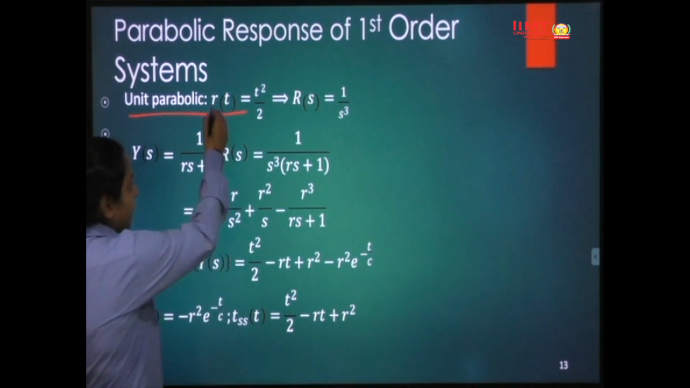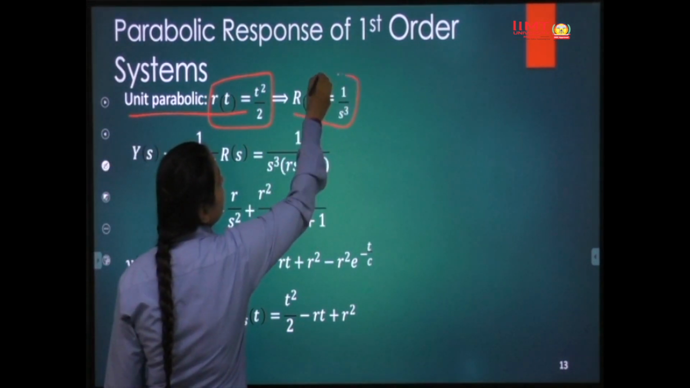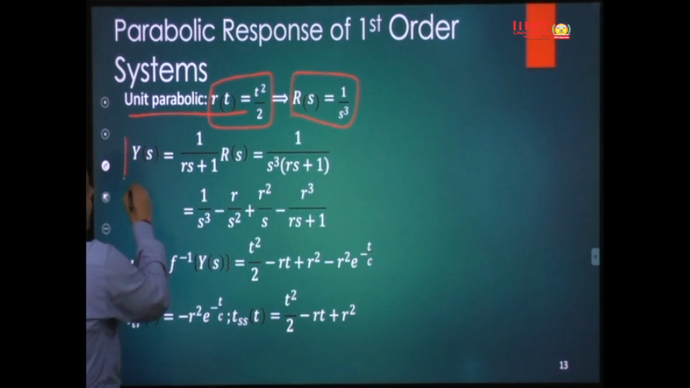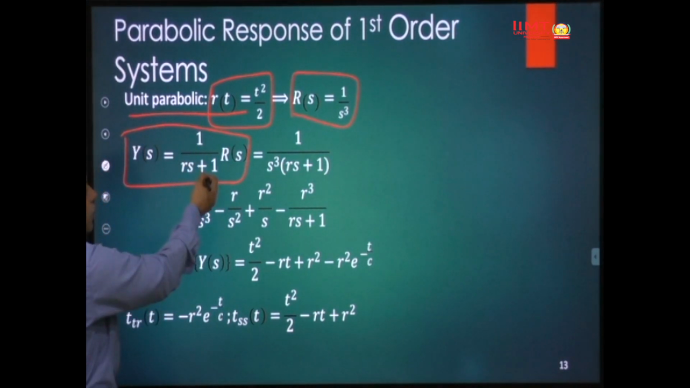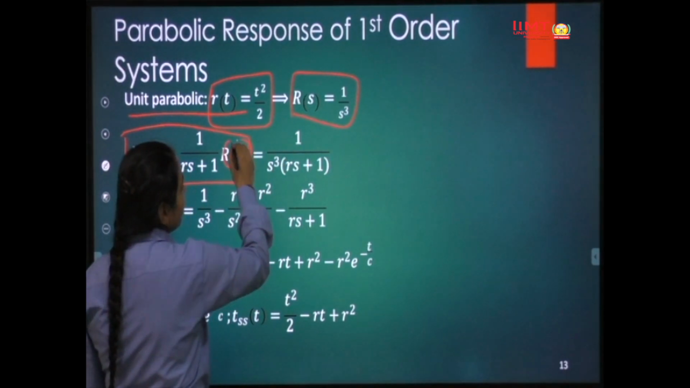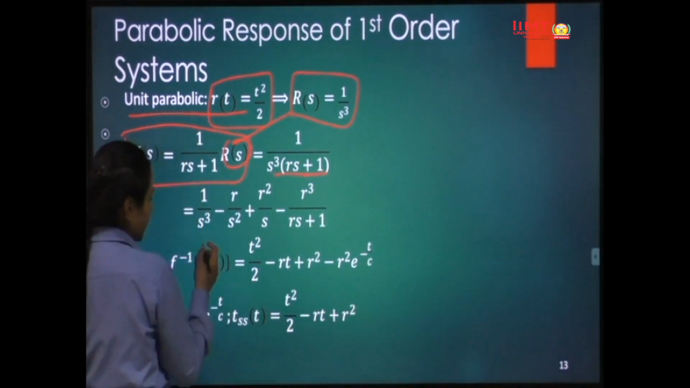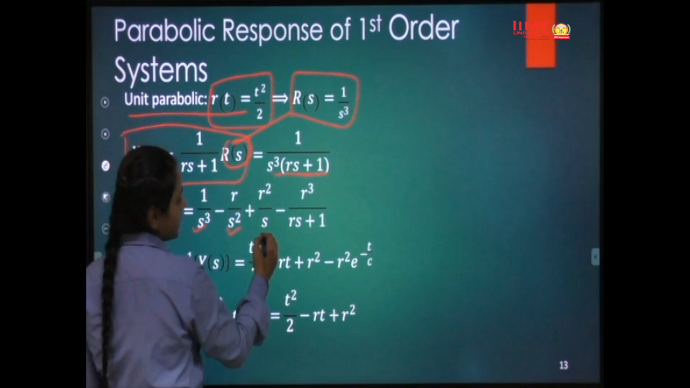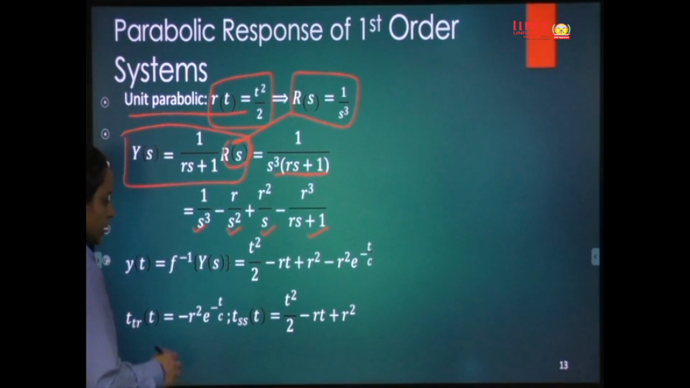Next is the unit parabolic input. As we know, the unit parabolic input r(t) is equal to t square by 2. The Laplace transform of this would be R(s) equal to 1 by s cube. We already have the transfer function for the first order system, Y(s) equal to 1 upon (sR plus 1) into R(s). If we put the value of R(s), we get 1 upon s cube (sR plus 1). Again we take the partial fraction, we get 1 upon s cube minus R upon s square plus R square upon s minus R cube upon (sR plus 1).